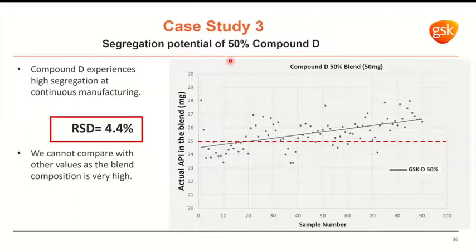So if you want to compare this with the studies that we have already done, then you need to bring down the API composition of this blend from 50% to the level of the compound that you're comparing to. So this is a good study to make relative comparisons, but it cannot be used to look at a compound, look at its RSD value, and predict how much segregation is going to happen in continuous manufacturing. Or at least, we have to find the right statistical test which can be used to do that.